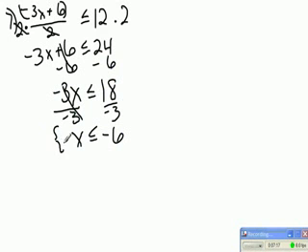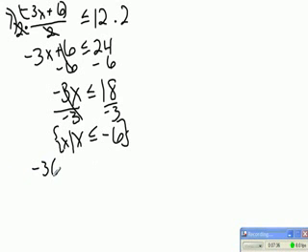Put it in set builder notation with the x and the bar and the brace over here. And then I need to check my answer by picking a number less than or equal to negative 6. It doesn't really matter what I pick. I'm going to pick negative 10 because I think it'll be easy to work with.